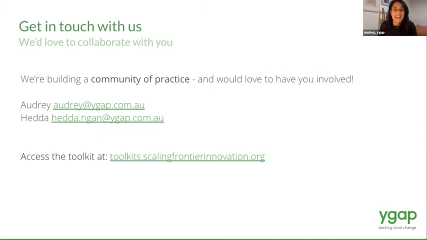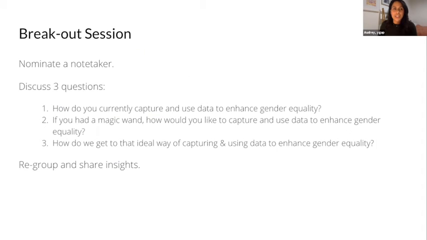Otherwise, we will now go over to the breakout session. So essentially what's going to happen now is we're going to break out into some Zoom breakout rooms, which I'm sure everyone is very familiar with now with all the online virtual conferences we've been participating in this year. And what we're going to do is just discuss 3 questions. Very simple. Essentially, regardless of what kind of stakeholder you are in the ecosystem, how do you currently capture and use data to enhance gender equality through your work?